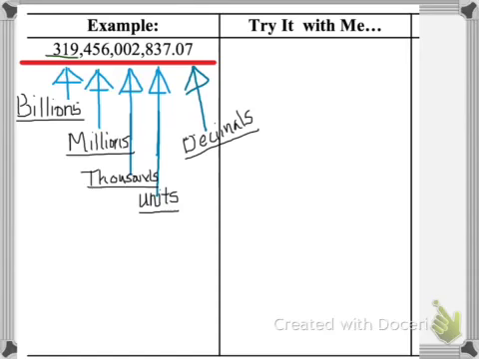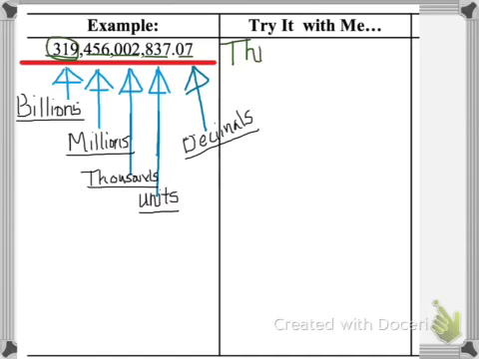So this first group is the billions grouping. The next grouping is the millions. Then you got the thousands, and then you've just got your units and your decimals. So if we're reading from left to right, we're going to start off with the 319 that we see here. And we'll actually write down 300.